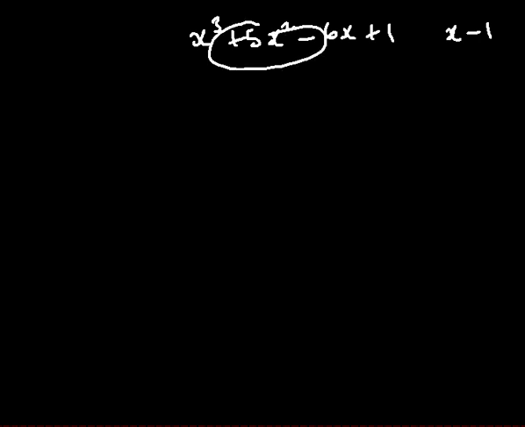Now let us see how we can find the remainder using the remainder theorem for the following cases. In this case, let's say I have x to the power 3 plus 5x squared minus 6x plus 1, and it is being divided by x minus 1. How do you think we should go about this?